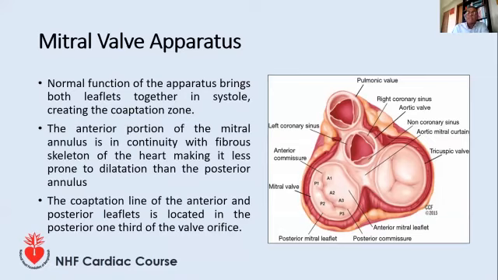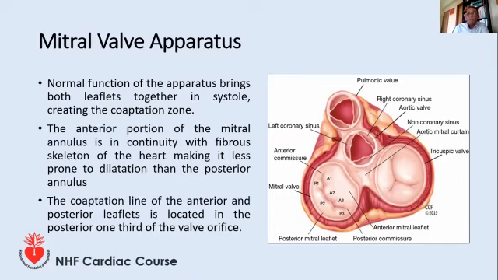Each of the valve leaflets, like the posterior valve leaflet, has three scallop parts designated as P1, P2, P3, and the corresponding parts of the anterior leaflet are designated as A1, A2, A3. The anterior portion of the mitral annulus is in continuity with the fibrous skeleton of the heart, making it less prone to dilatation than the posterior annulus.